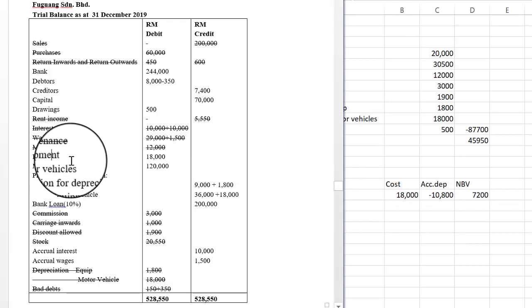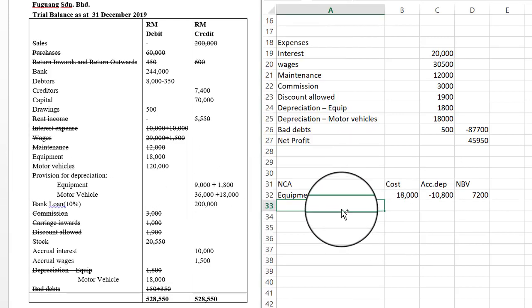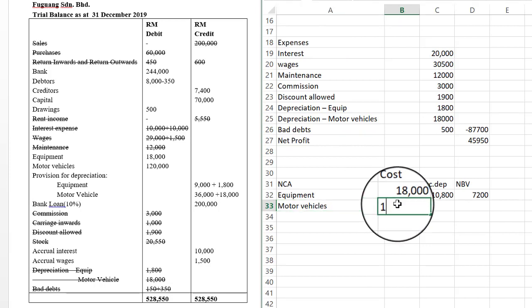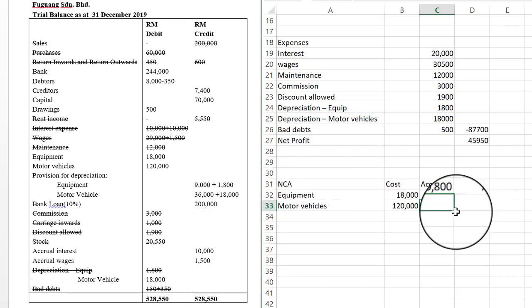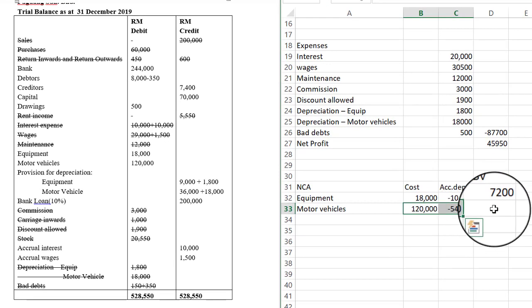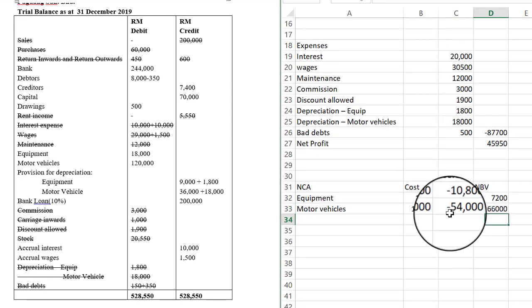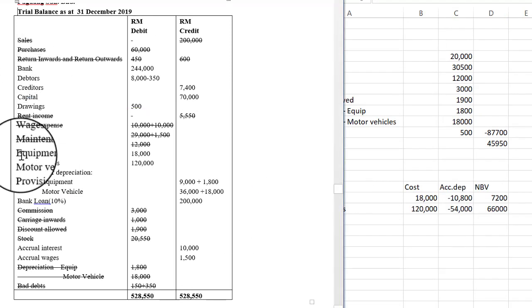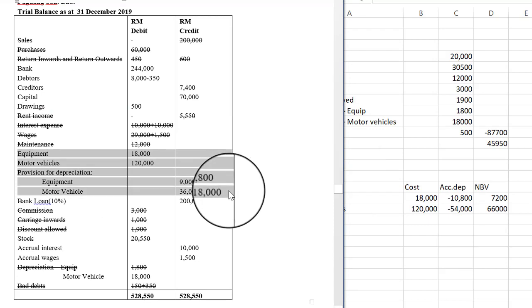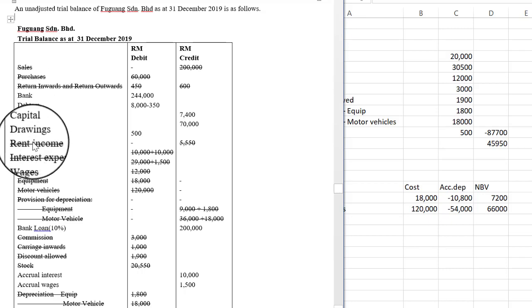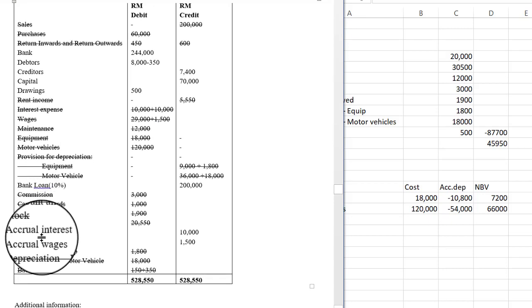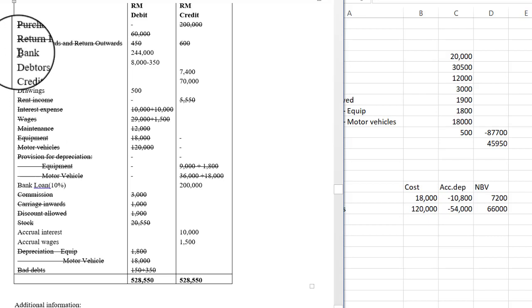Beside equipment, you also have motor vehicles. So your motor vehicles cost is 120,000. Net book value, if you look at here, 36 plus 18, so you have 54. So total will be 66,000. So this is done, and this too is done. Now we look at any long-term assets. If there is no more non-current asset, then we will go for your current asset.